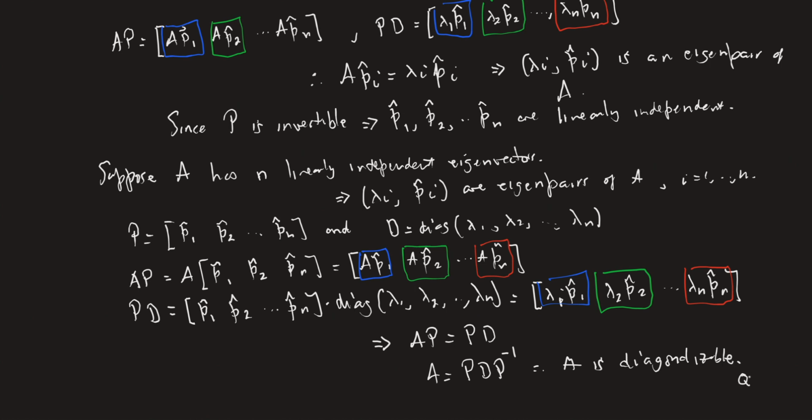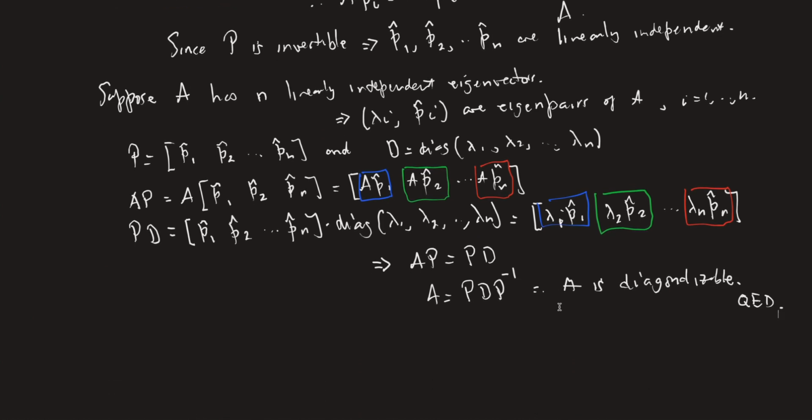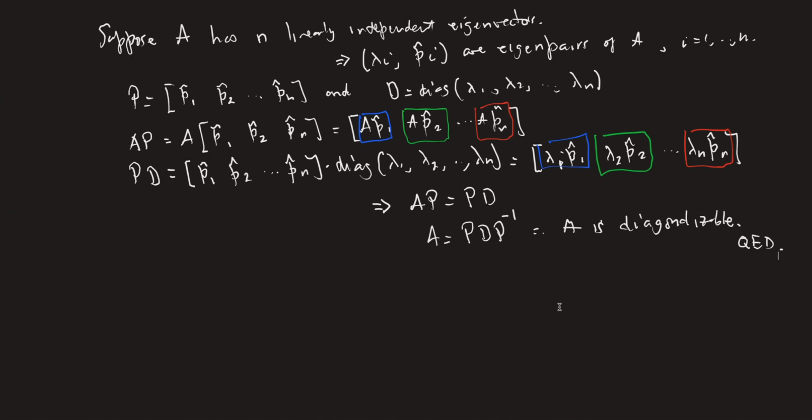Right? And then that's our QED. All right. So that just kind of shows you that the necessary and sufficient condition for a square matrix to be diagonalizable is that it has n linearly independent eigenvectors. Now, what could guarantee having n linearly independent eigenvectors? One thing that is sufficient but isn't necessary is the fact that you have n distinct eigenvalues.